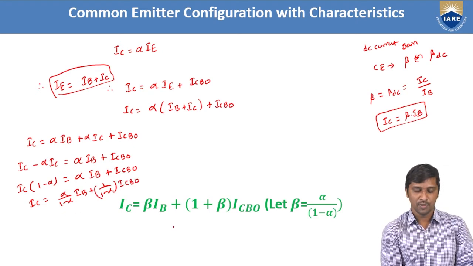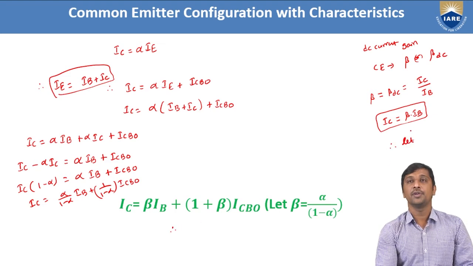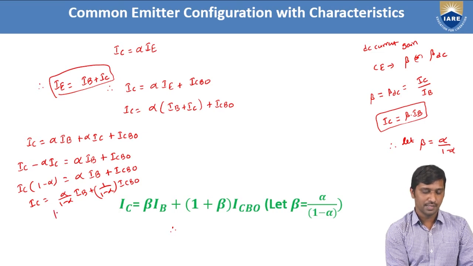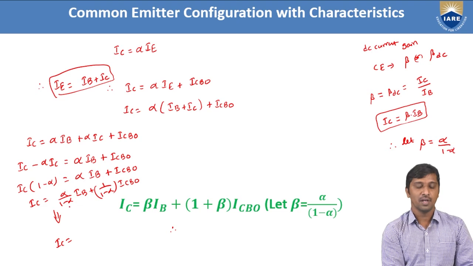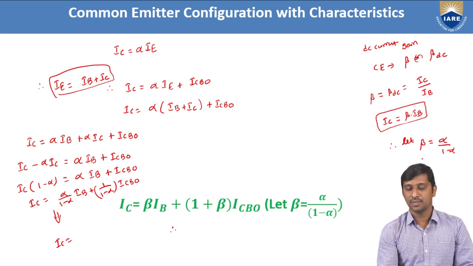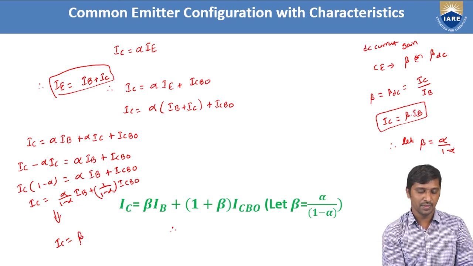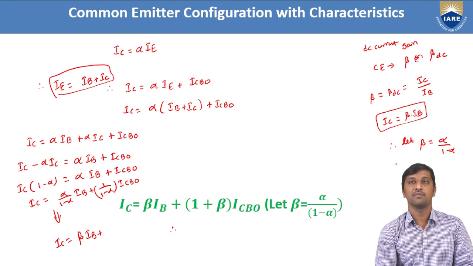And here I'm going to relate this in terms of DC current gain. So I'm assuming beta is alpha by 1 minus alpha. Hence, this relation I'm going to rewrite here: IC is equal to alpha by 1 minus alpha, which I assumed as beta, the DC current gain. So beta times IB plus, how to write this one? 1 by 1 minus alpha, here I'm going to write like this.